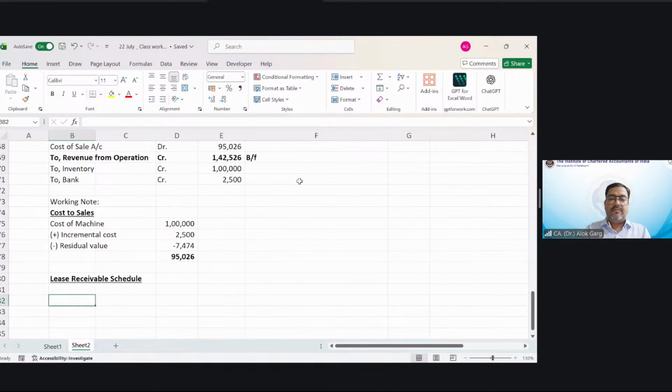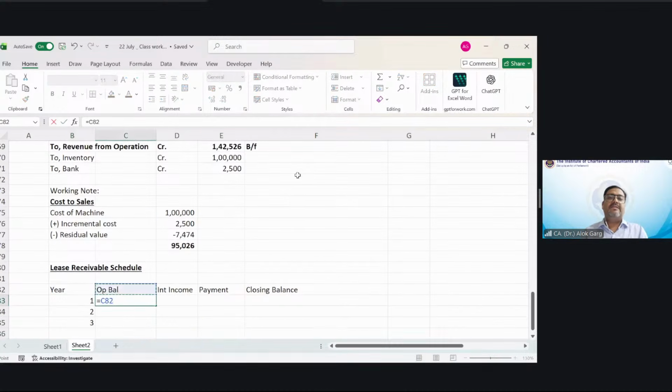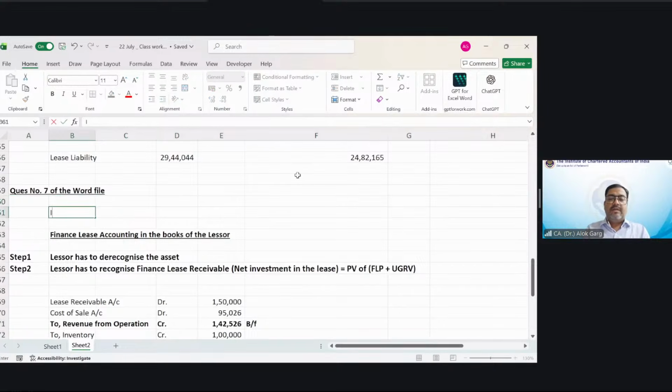Year, opening balance, interest income, payment, closing balance. 1, 2, 3. What is my opening balance? Lease receivable ka 150. What is my interest income? 150 multiplied by how much is the rate of interest? 10.19%. The rate of interest is given in the question. Interest rate is 10.19%, which is given in the question.